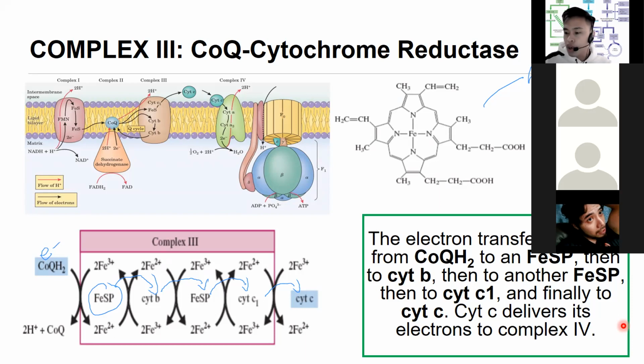And as we know, cytochrome C is also an electron carrier. Do you follow? Just like your coenzyme Q, your cytochrome C is also an electron carrier. So the cytochrome C now will be the one that carries the electron towards complex 4, the last complex of the electron transport chain.